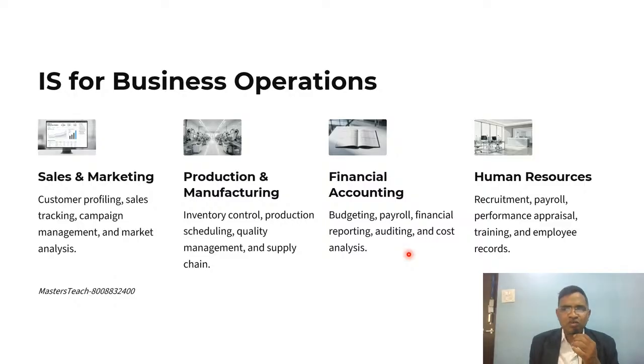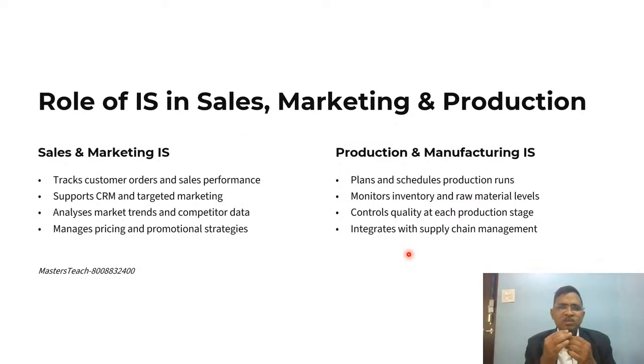So you can recruit the people, handle their payroll, evaluate their performance, train them, and keep the records of the people. That is the information system for business: sales, marketing, production, finance, and HR. So what is the role of information systems in sales, marketing, and production?